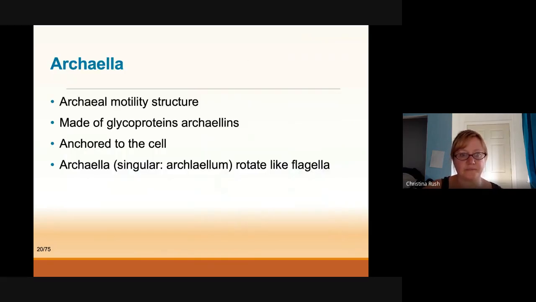All right. So that's a lot of motility. We're going to look at archaea motility now. So archaeal cells have motility structures. They are made up of glycoprotein archaellins. They're anchored to the cell. Archaella, sorry, a little bit of a tongue twister there. Or singular, archaellum, rotate like flagella.